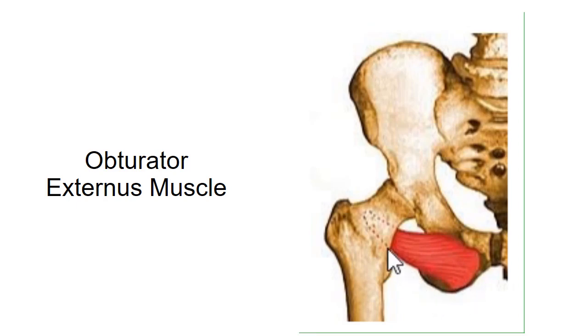It is then inserted into the posterior aspect of greater trochanter and trochanteric fossa of femur. This is greater trochanter of femur, this is lesser trochanter of femur, and this dotted one is the insertion point of obturator externus muscle. This dotted line is showing the insertion of obturator externus muscle. Its action is lateral rotation of the thigh. It also steadies head of femur in acetabulum.